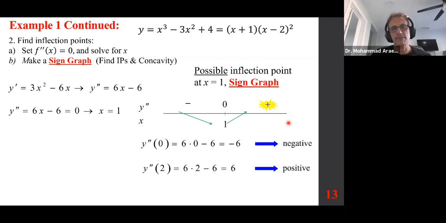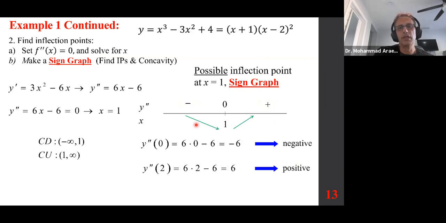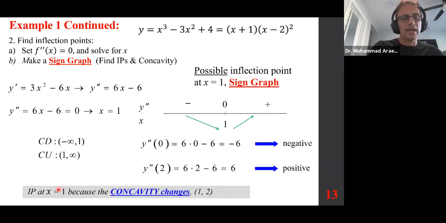So you write this: concave down from negative infinity to 1 because of this negative sign, concave up because of this positive sign. Because it changes from concave down to concave up, and it doesn't matter how, concave up to concave down or vice versa, then at x equals 1, we have an IP, or inflection point. What is the pair? Put it back into the original function.